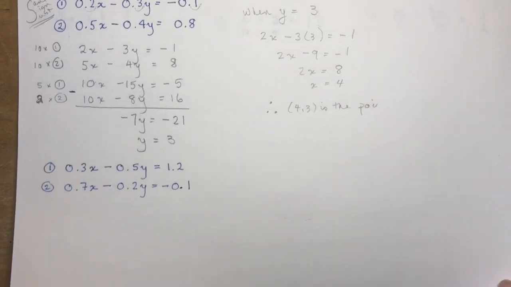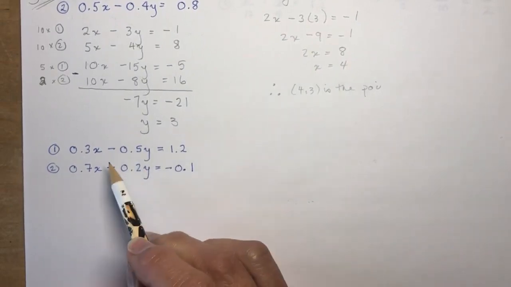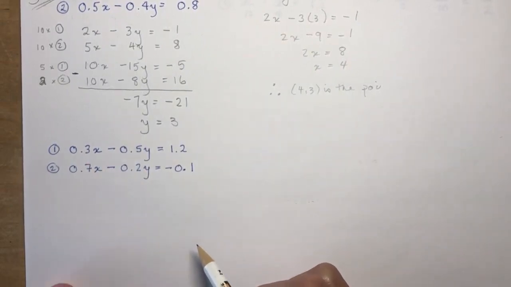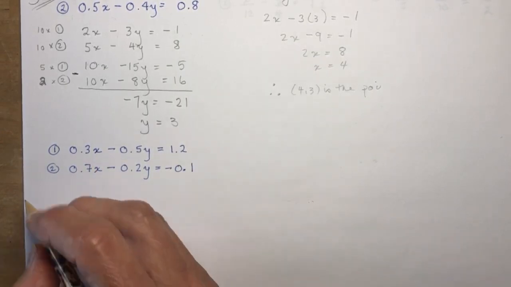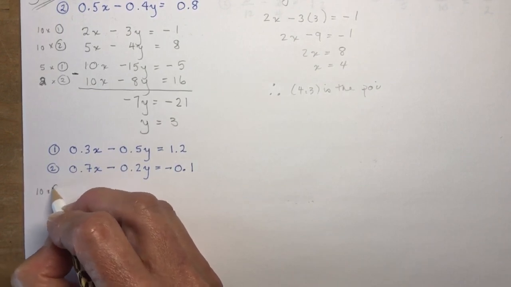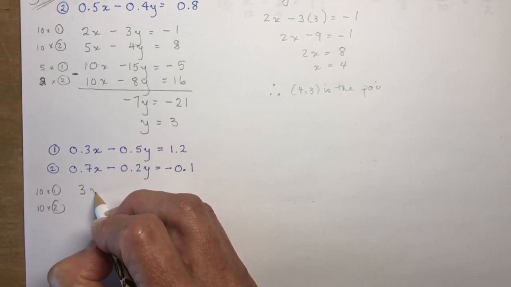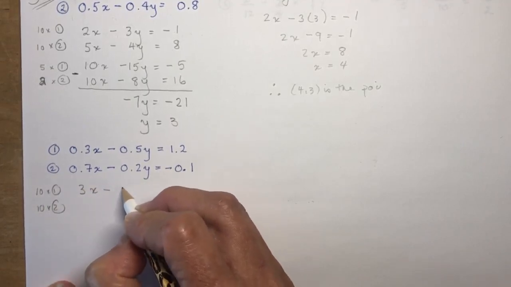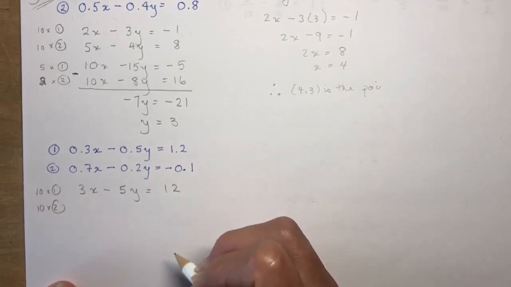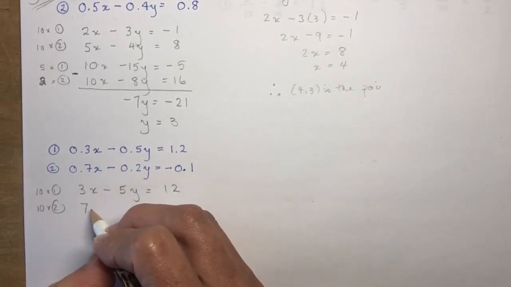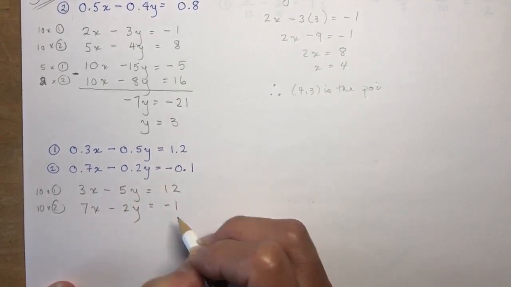Okay, so that's not so hard, is it? Just multiply by 10. So let's do one more. You could maybe stop the video, write this down, and try it yourself, and then come back. I'm just going to go ahead and multiply both of these equations by 10 first. So all that means is we're moving the decimal one place to the right. Okay, so there's the first one. Second one, 7x minus 2y is equal to minus 1.